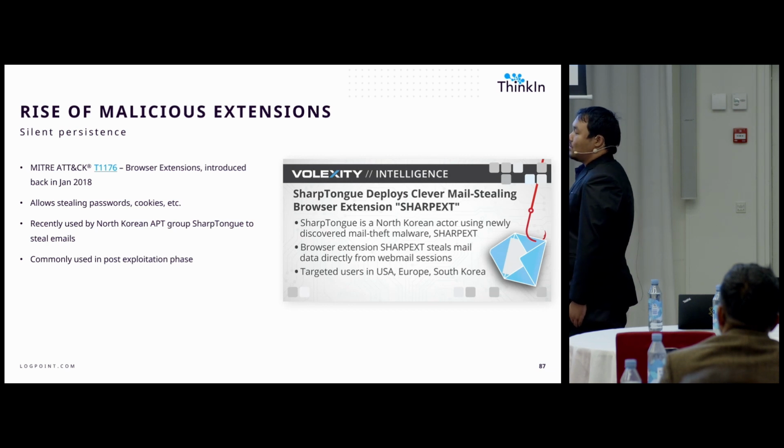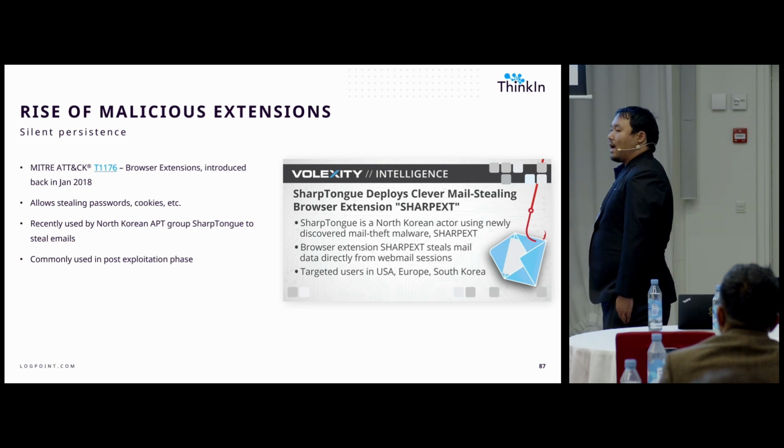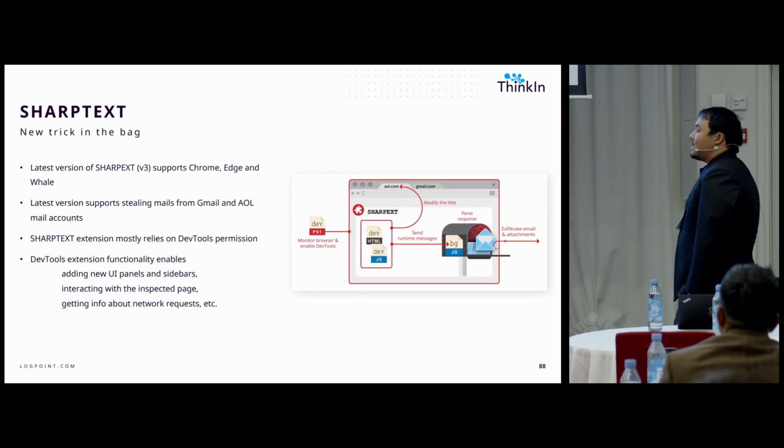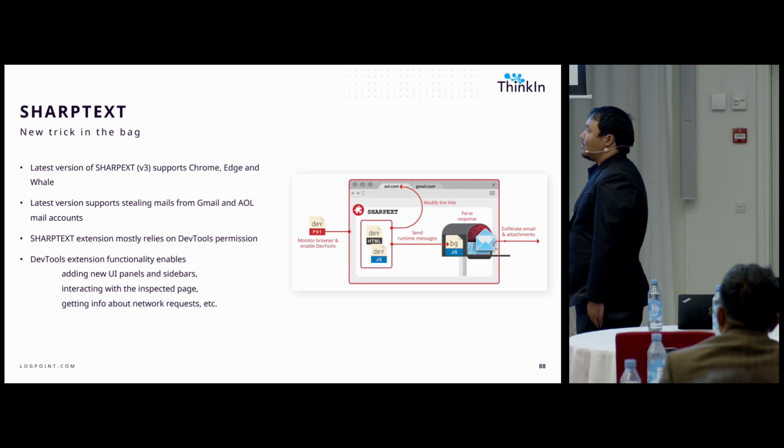So the most recent one was by SHARPTEXT, which is a North Korean APT group. Other vendors might name it differently. I think you have heard Kimsuky group. So this is one of its aliases. It is commonly used in the post-exploitation phase. So after the endpoint has been breached, they use it for persistence as well as collecting data, normally emails and other credentials. So the latest malware that the browser extension used is SHARPTEXT.